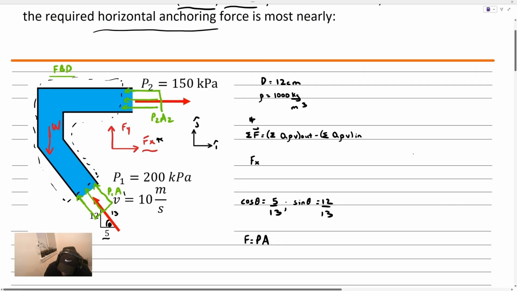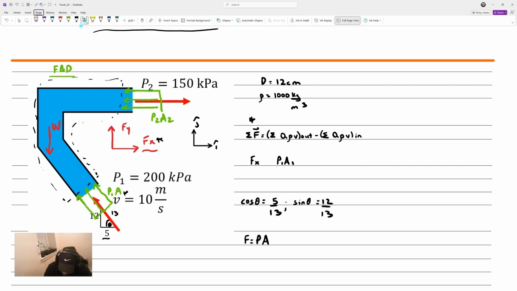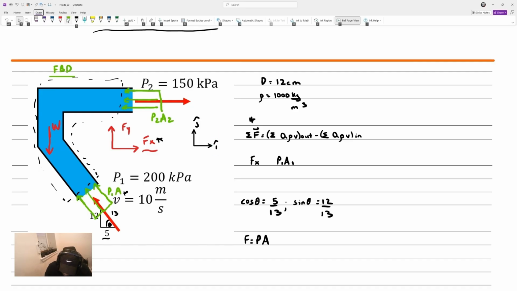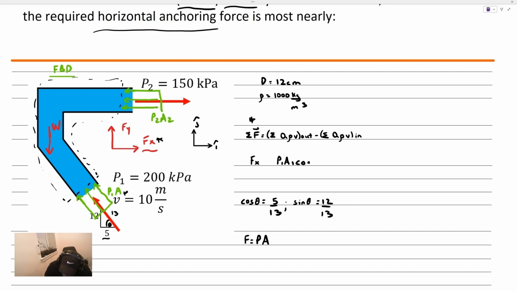We also have this term P1A1. So the entire force is P1A1, but we're not going to see the entire force. If you look at this slope triangle here on the bottom of the screen, we just see the cosine component of it, and it's pointing in the negative i direction, the negative x direction. So what I would write down there is P1A1 cosine of theta, and it's pointing towards the left. So I'm going to put a negative sign there.